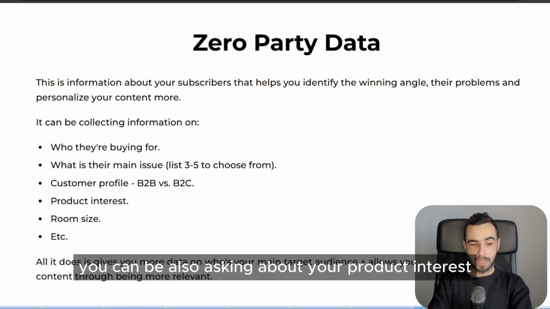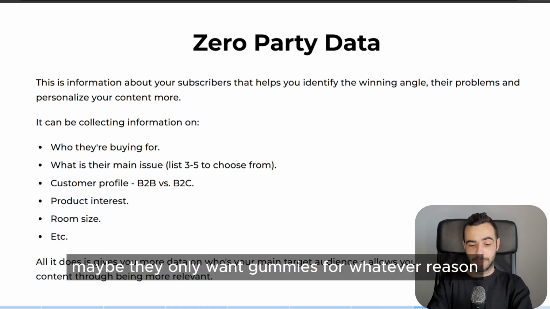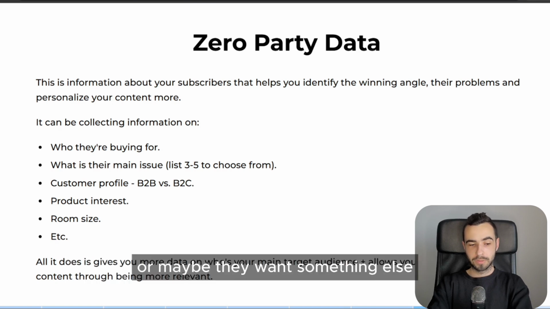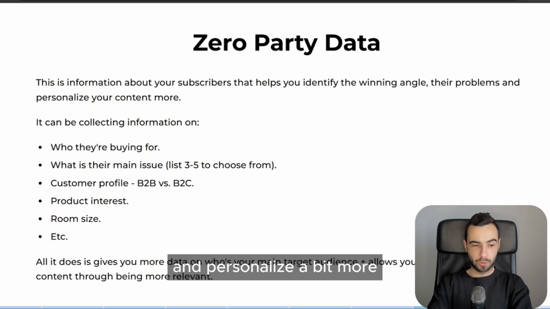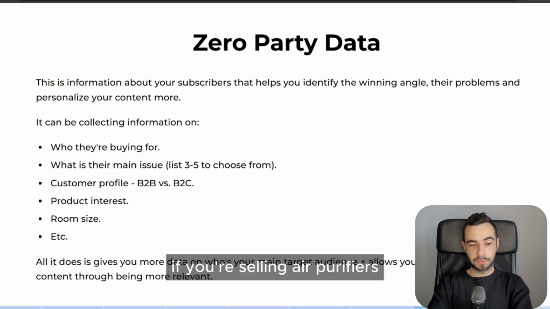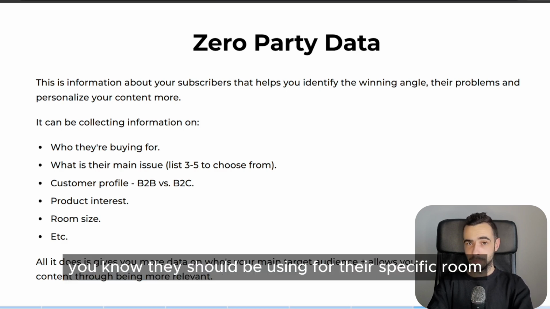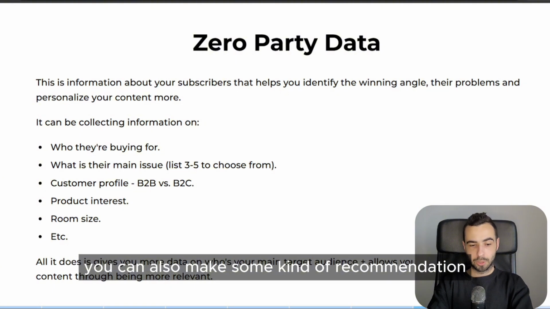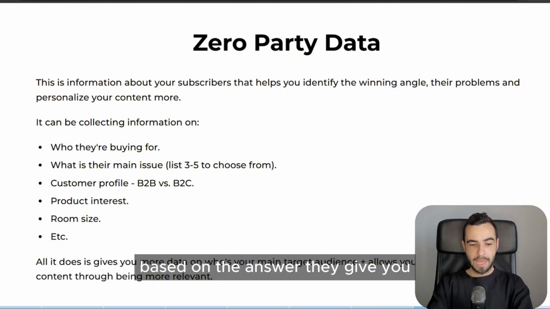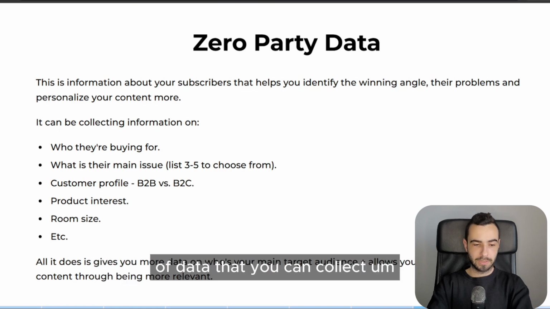You can also be asking about the product interest. So maybe they're interested in buying supplements from you, maybe they only want gummies for whatever reason, maybe they want powder, or maybe they want something else. This is the way to optimize this and personalize a bit more. For example, you can also collect data on the room size. If you're selling air purifiers, then it would be helpful to know which one they should be using for their specific room. You can also make some kind of recommendation based on the answer they give you, and so on and so on. There are going to be hundreds of examples of data that you can collect.